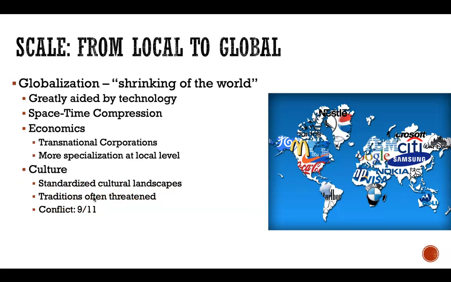Right? Understanding scale, local to global. Understanding that things in your local environment might be affected by global things is pretty important. So big term here, globalization, right? It's kind of the shrinking of the world. It's good and bad. Globalization is a hot button topic these days. We talk about technology and transportation systems being greatly increased, right? That we have shrunk. So we talk about the time-space compression.